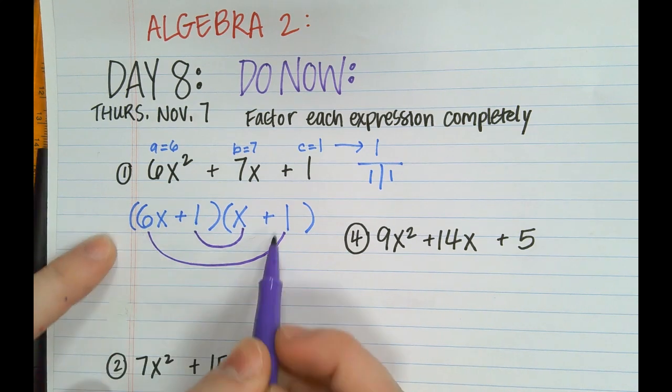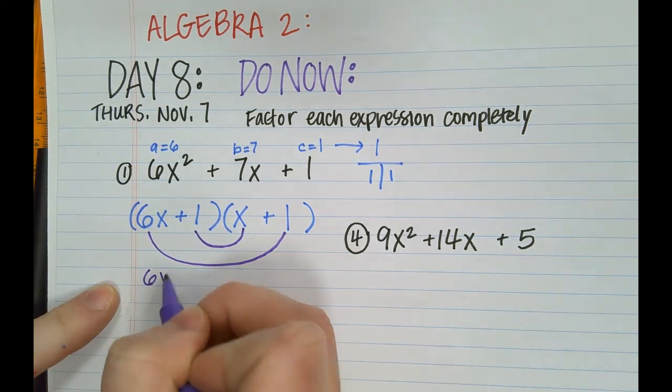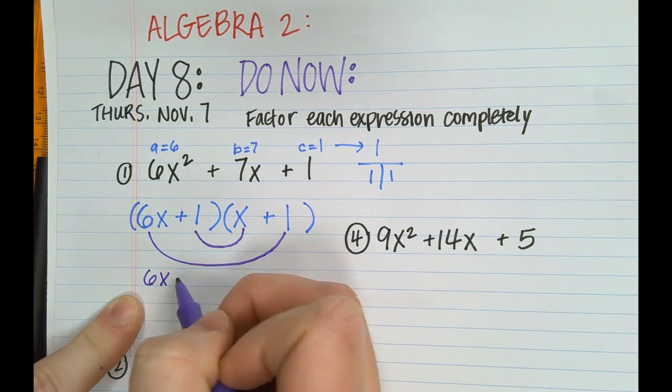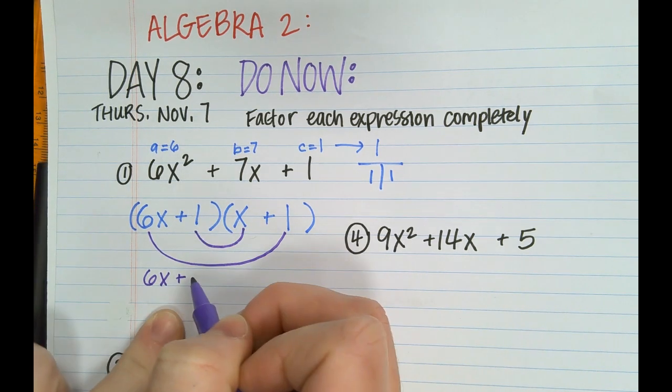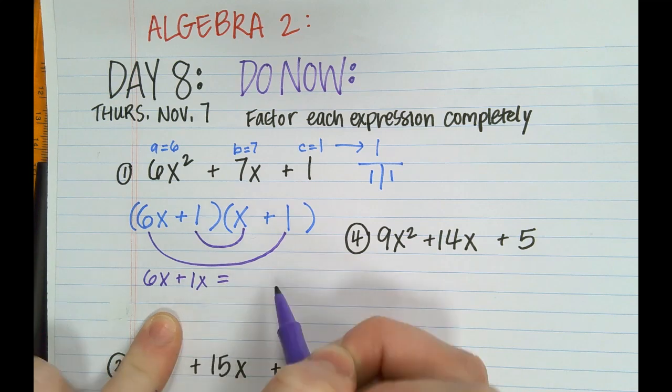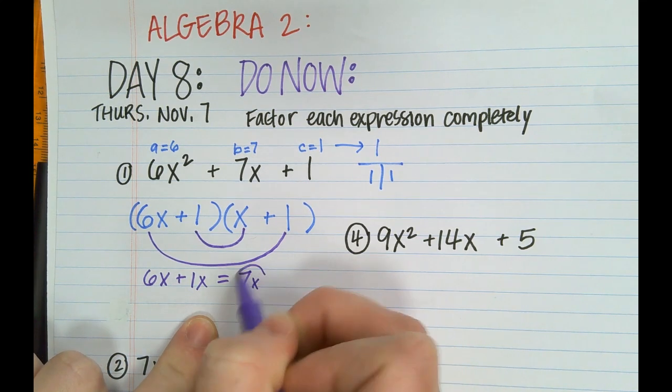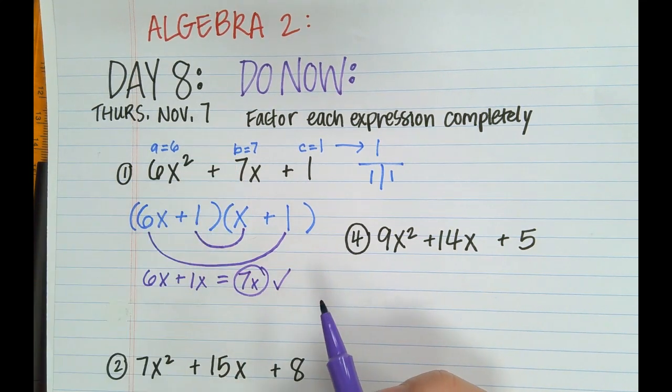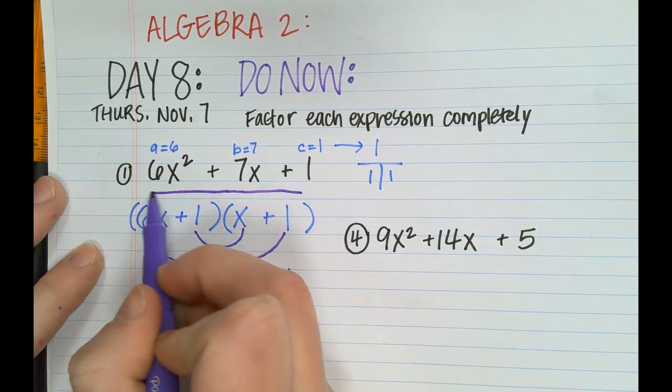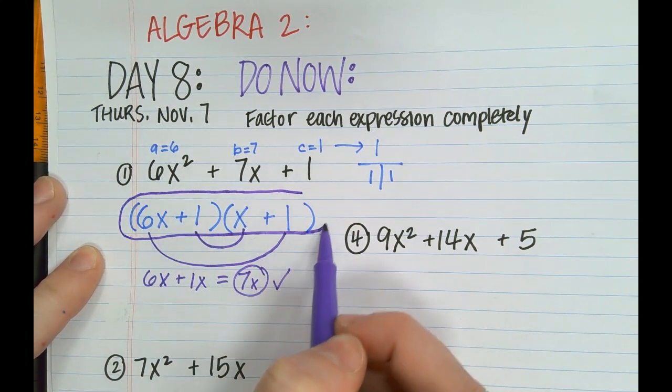So what is 6x times 1? 6x, good. And then what is 1 times x? 1x. What's 6x plus 1x? 7x. And that is the same. So this is our answer: 6x plus 1 times x plus 1.